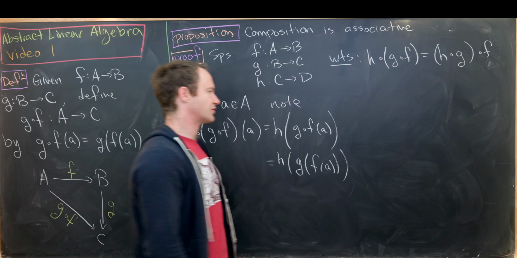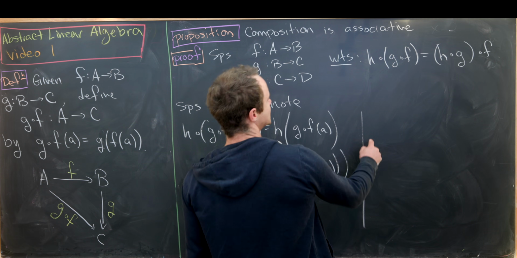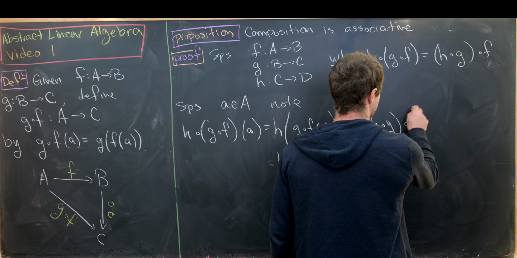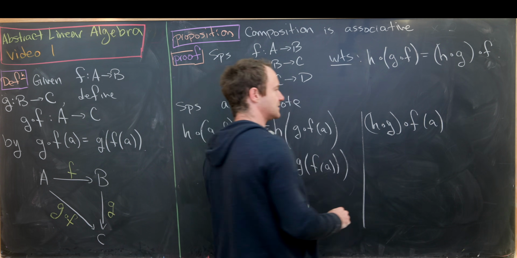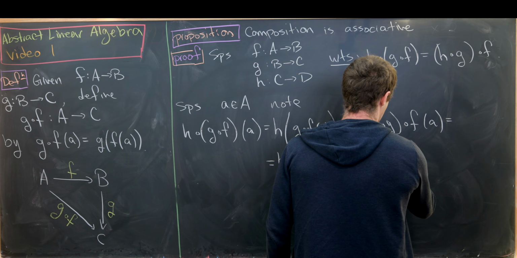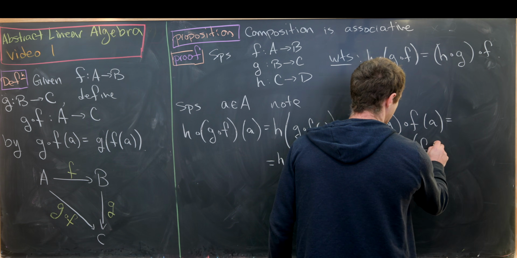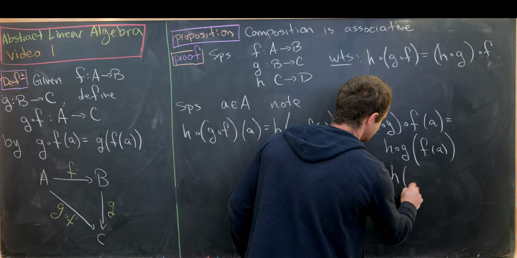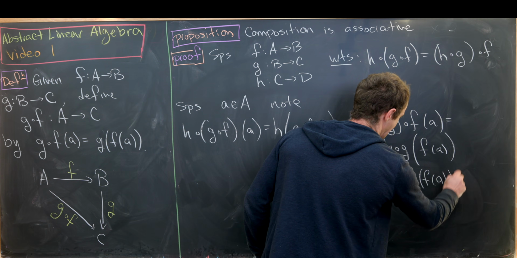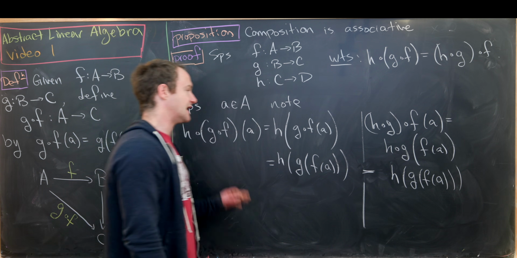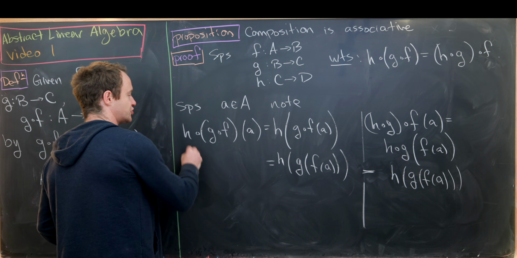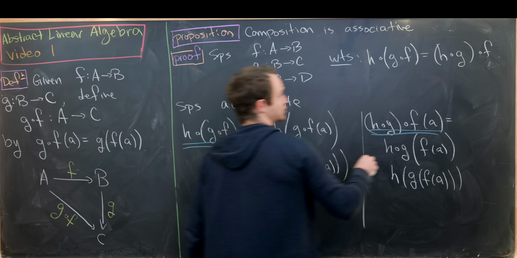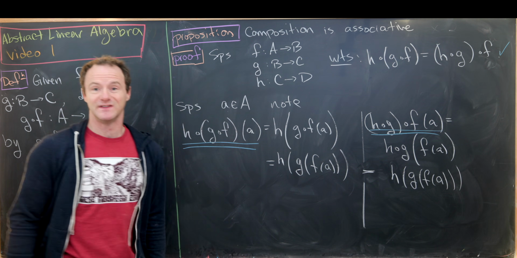And now let's work through the other order. So also, if we start over here, h composed with g composed with f evaluated at a, well, let's notice that that is equal to h composed with g evaluated at f of a. But that is exactly equal to h evaluated at g evaluated at f of a. And thus we've created a loop of equality starting here and then ending here. And then since this a is arbitrary, we have shown the equality of these as functions.